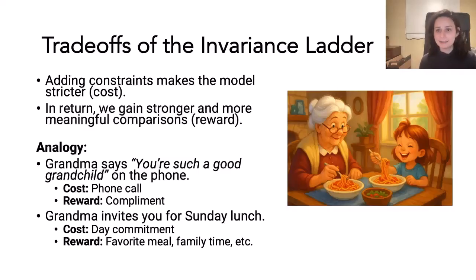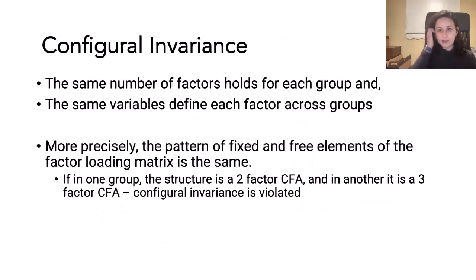And it's the same idea with measurement invariance. With our constraints, we are going to really constrain our model and really pay the price for doing that. But in return, we are going to see how we can make more and more comparisons. So the first rung, as I mentioned, is configural invariance. This is the same number of factors holding for each group and the same variables defining each factor across groups.